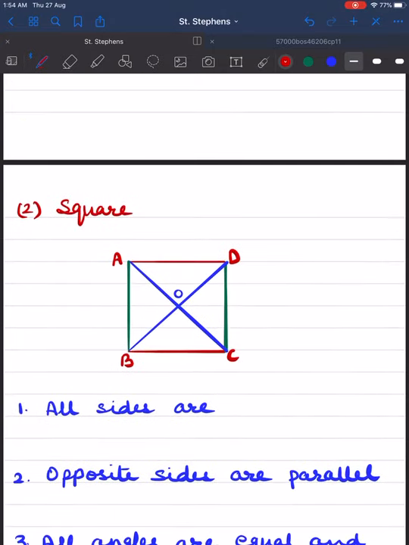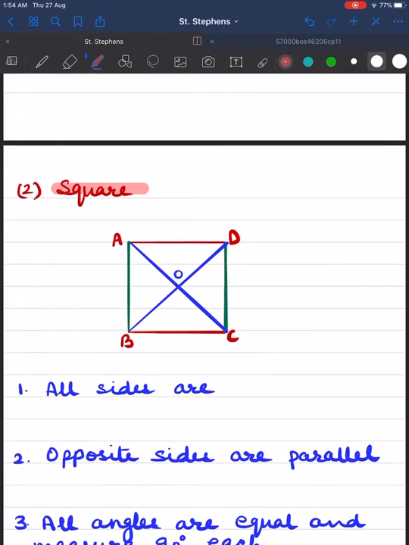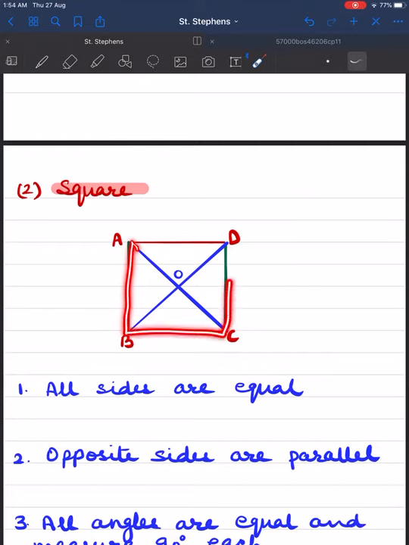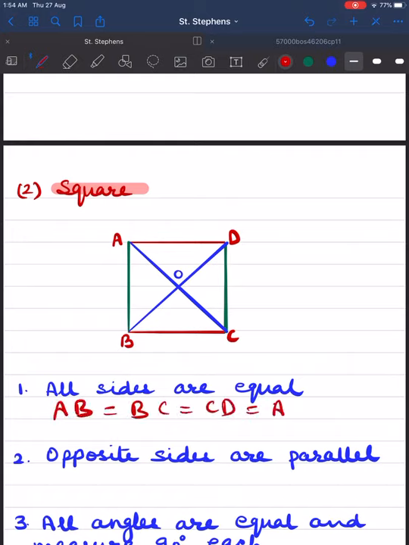Now let's do the properties of a square. Now in a square all sides are equal. So here AB is equal to BC is equal to CD is equal to DA. Opposite sides are parallel. So here AB is parallel to DC and BC is parallel to AD. So let's write AB is parallel to DC and AD is parallel to BC.